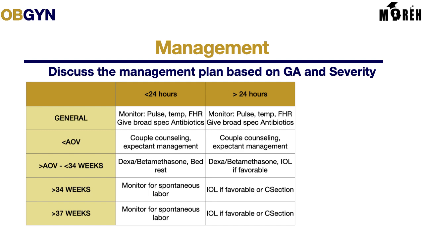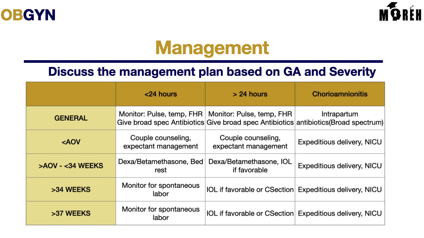If not, then we book the patient for a C-section. After 37 weeks, induce labor. If everything is favorable, you do the Bishop score. If everything is favorable, then we induce labor. If not, C-section.